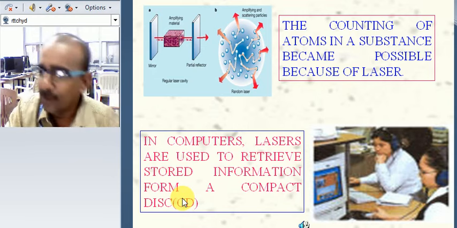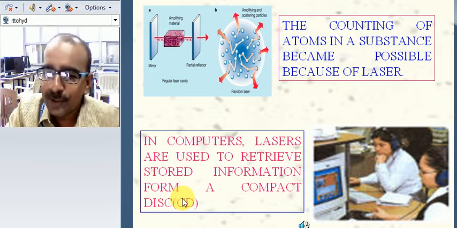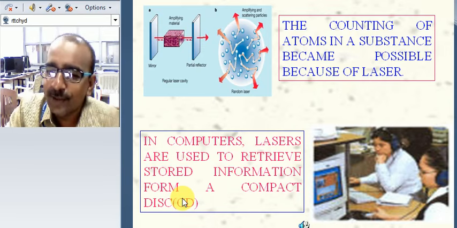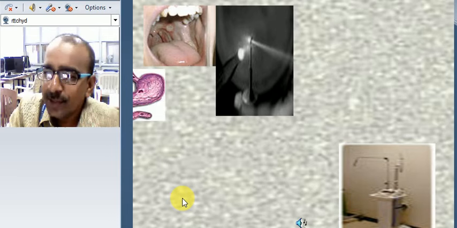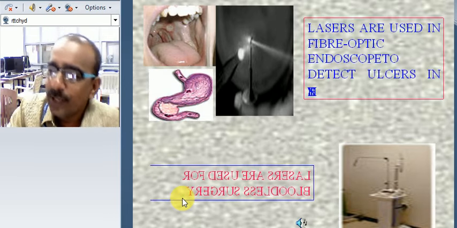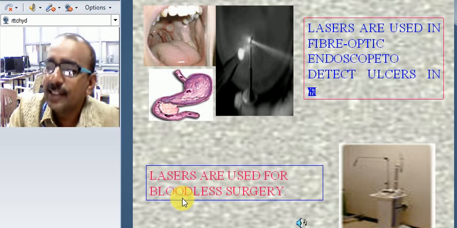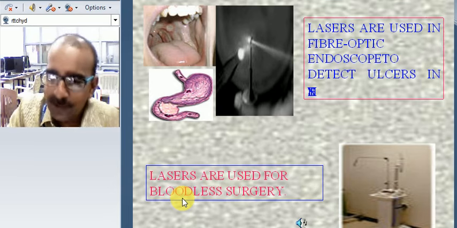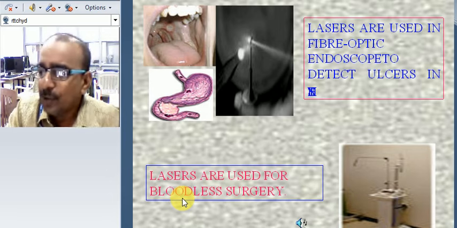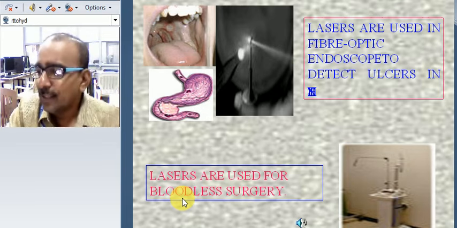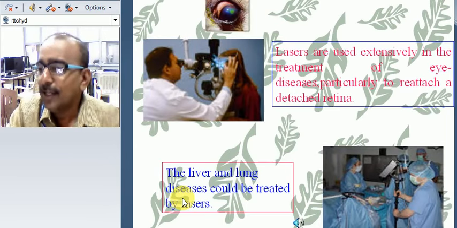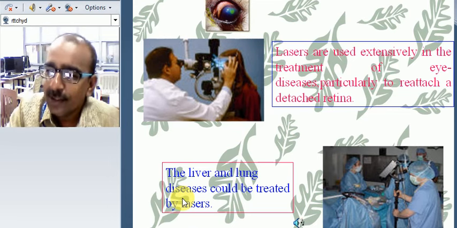The diagram in the bottom portion of the slide shows that lasers are utilized to read CDs and DVDs. In medicine also, lasers find most of the applications. As you see on this slide, lasers are used in endoscopy to detect ulcers in the intestines, or used in medicine to detect flaws in the dental setup, or used for bloodless surgeries, with painless surgery in other words. These are also used in medicine in different formats. Lasers are used extensively in eye treatment, particularly in reattaching and detaching the retina. Liver and lung diseases can also be treated by lasers.